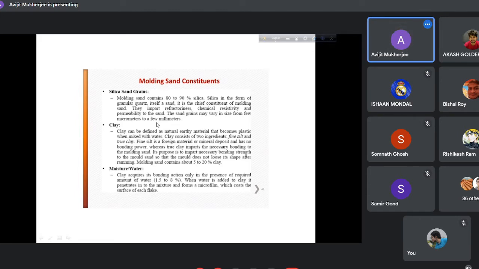Now, only dry sand will not serve the purpose. As we have observed in our workshop video also, I think by this time all of you are familiar with the workshop video on forging and foundry. Green sand mass was used. A dough, you know what is dough? Wheat flour, you know, dry wheat flour.